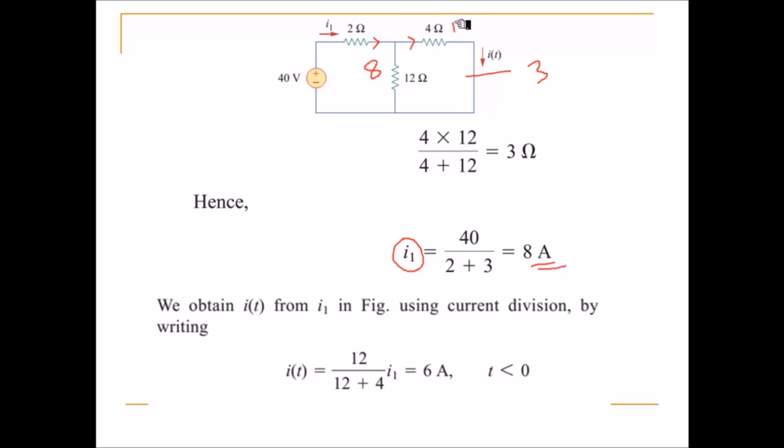Having 8 ampere current at this node, what is the current flowing through the 4 ohm resistance? This is our inductor current, right? So 8 is the total current, and you can apply the current division rule to find the current flowing through this inductor. By applying the current division rule, you get 6 amperes flowing here and the remaining 2 amperes flowing this side. So our initial current is equal to 6 amperes.